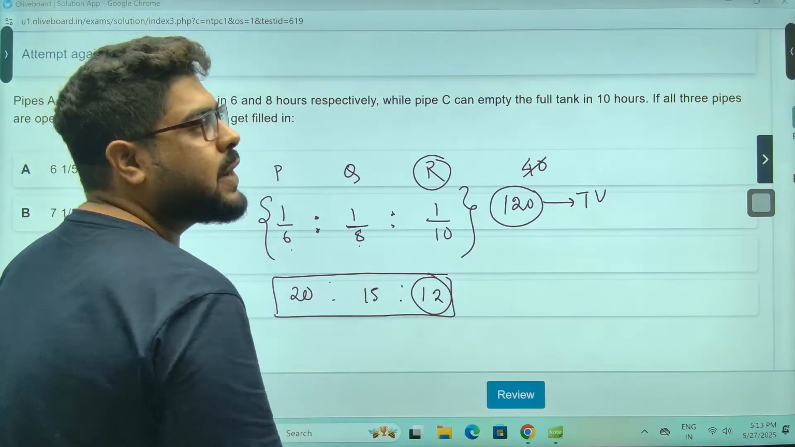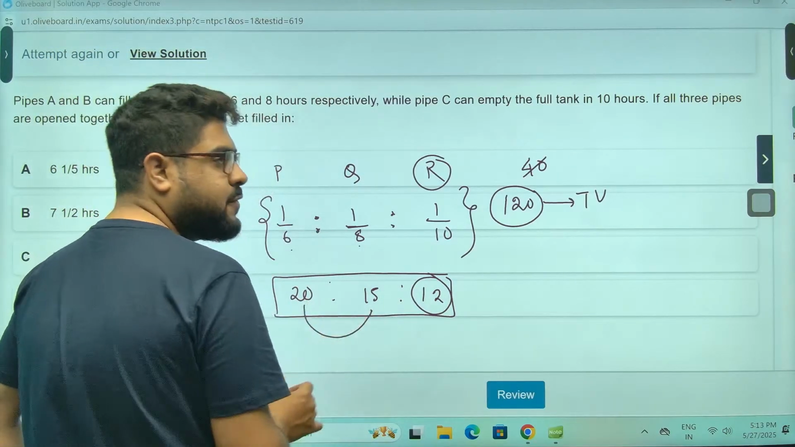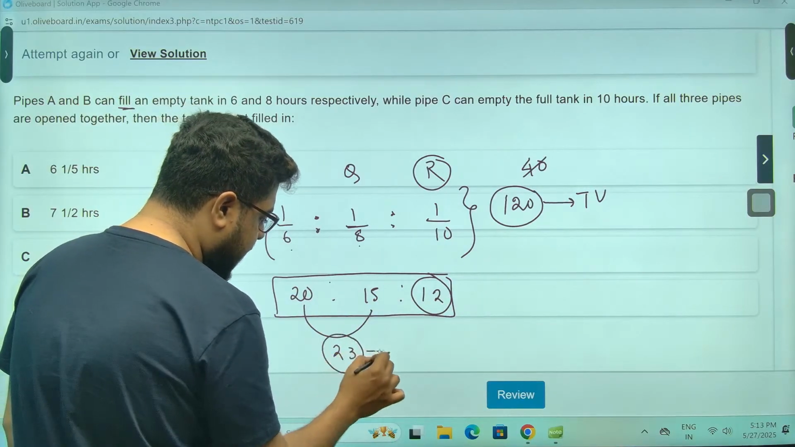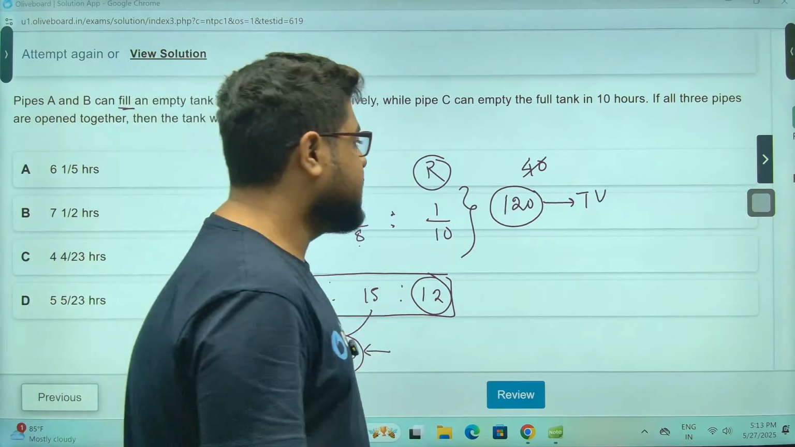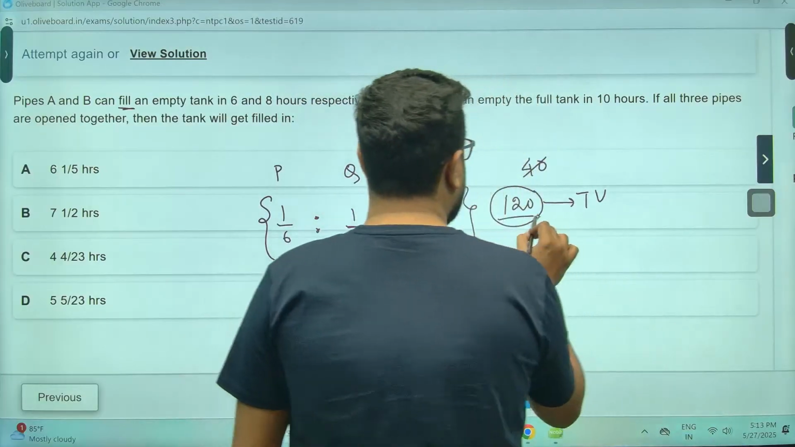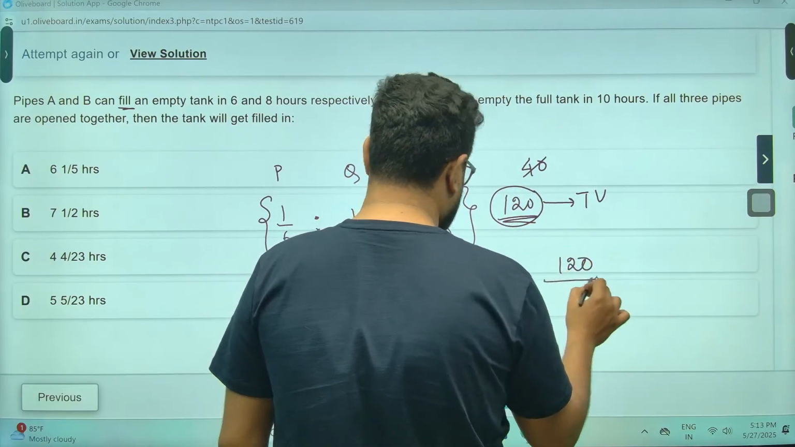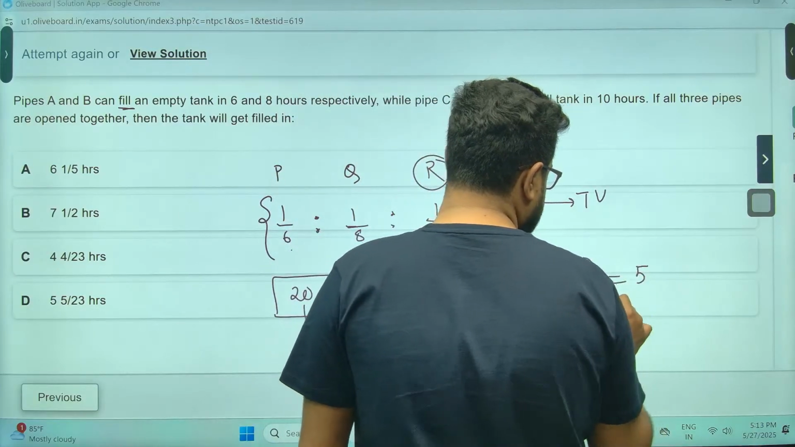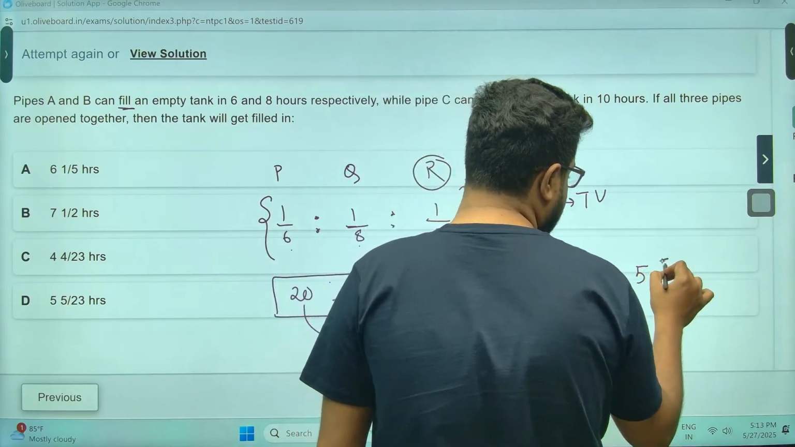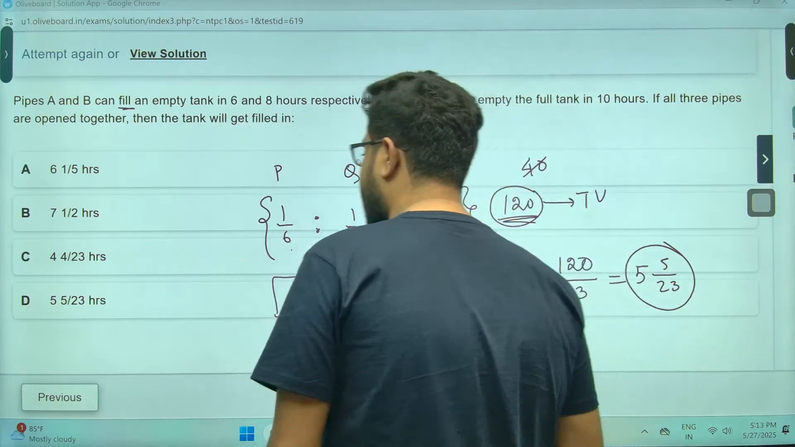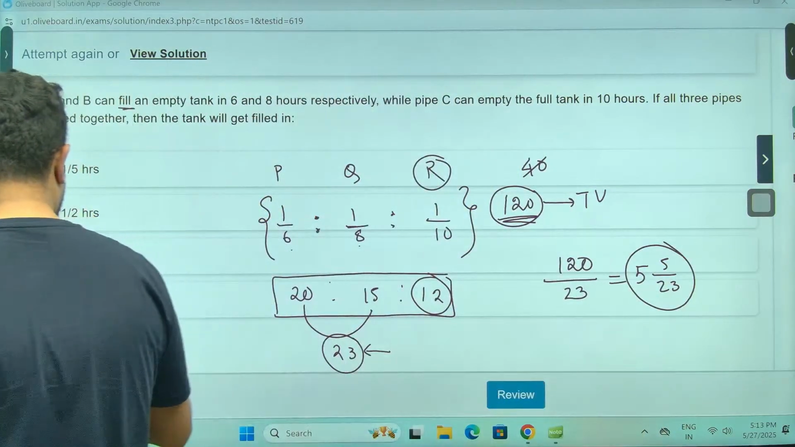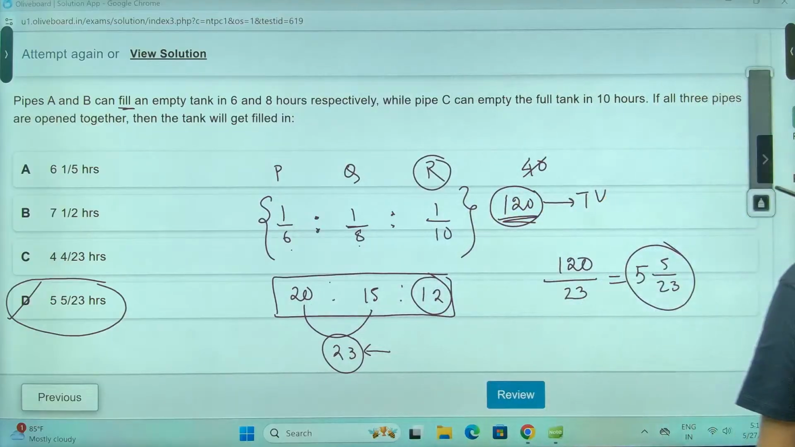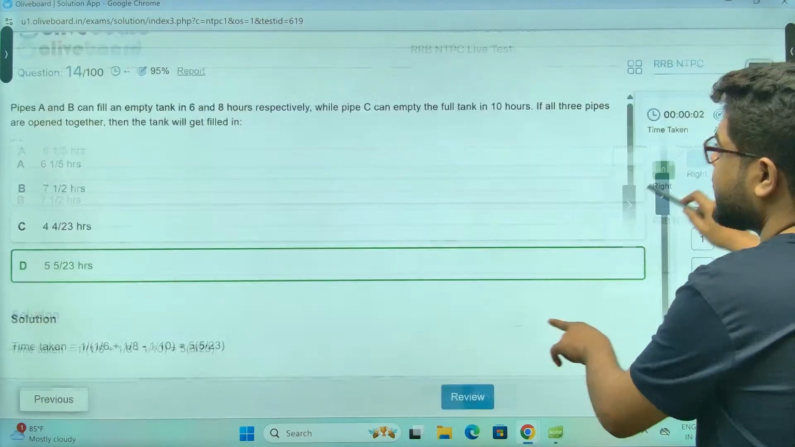3 pipes are open together. Sir, how much will be filled, sir? 35 filled, 12 gone. So this is 20 and 3, sir, 23 liters every hour, sir. Efficiency combined. Now, sir, total volume 120. How much time? 5 by 23, 5 whole 5 by 23, sir, option D, sir. Yes, absolutely correct. Absolutely correct, you guys are.